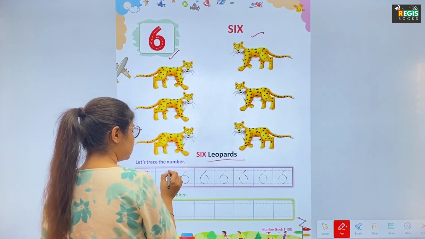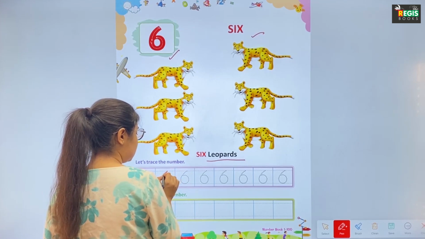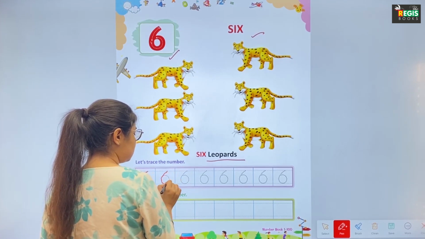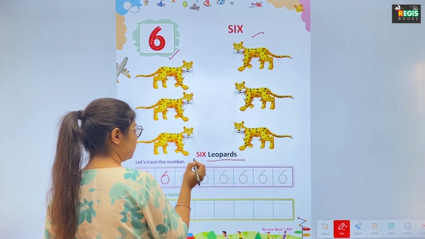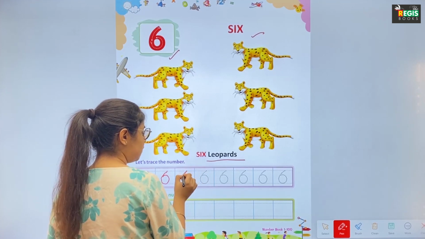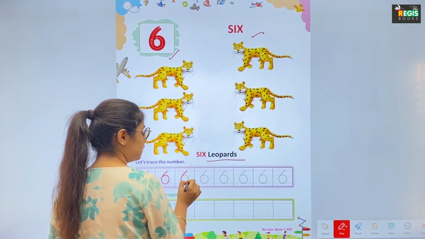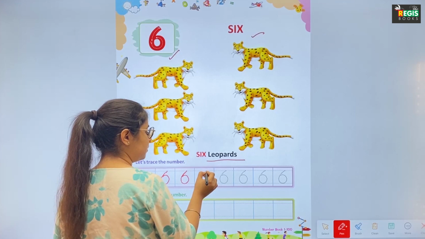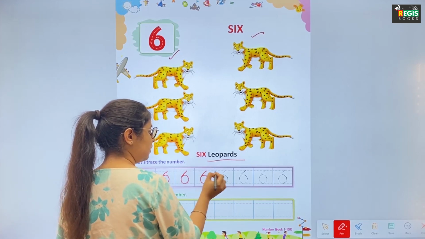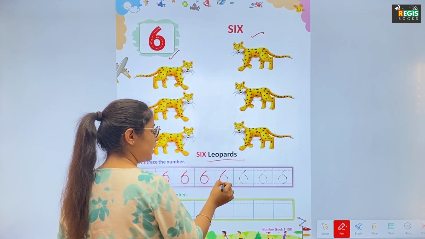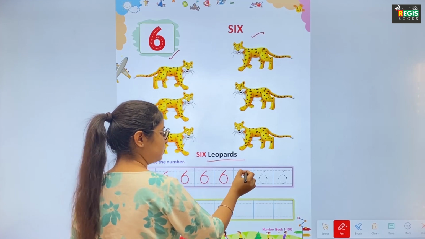So put your pencil on the black dot and start moving your pencil on these dots like this with me. Again put your pencil on the black dot, start tracing these digits with me. This is how we write number 6.